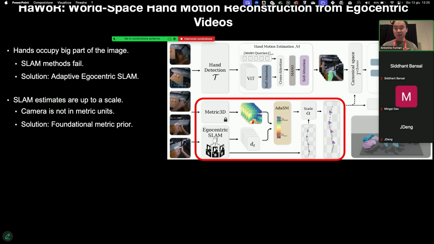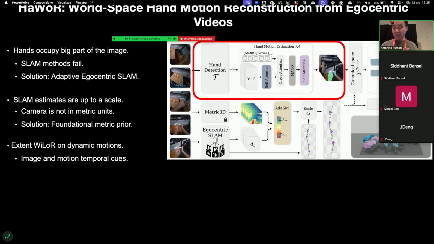Now let's take a look at how HaWoR achieves world space hand motion reconstruction. First, we observe that hands take up a large portion of egocentric images.